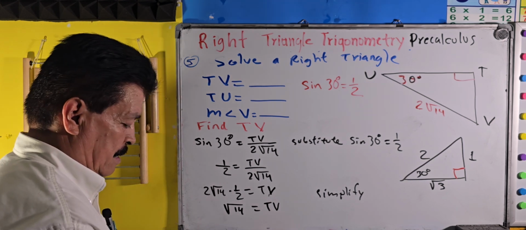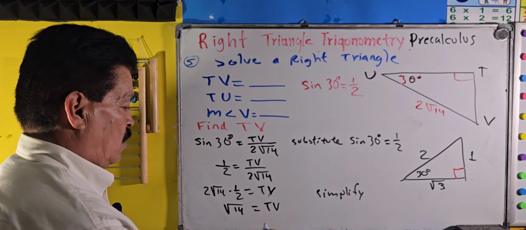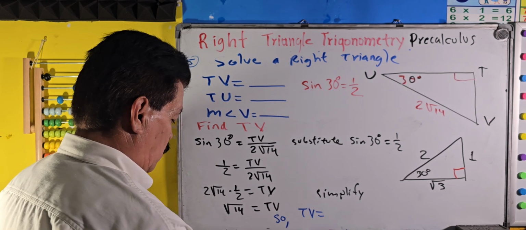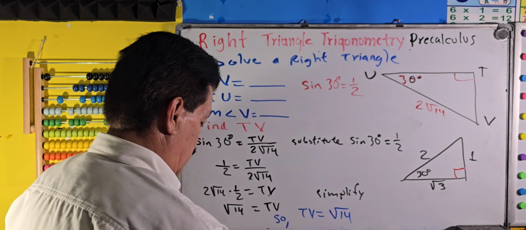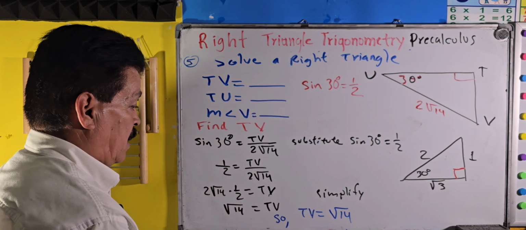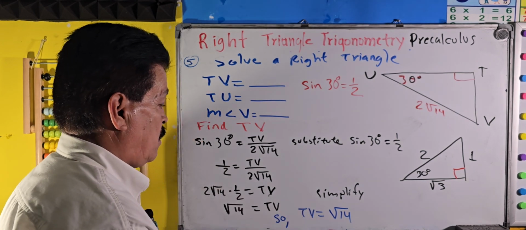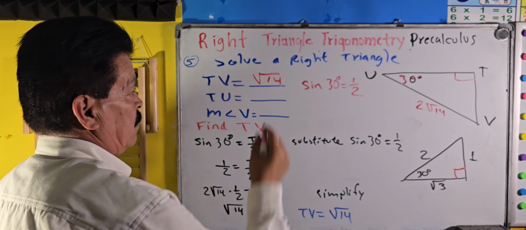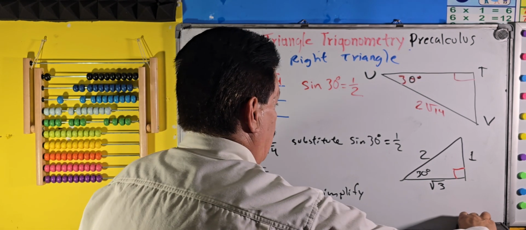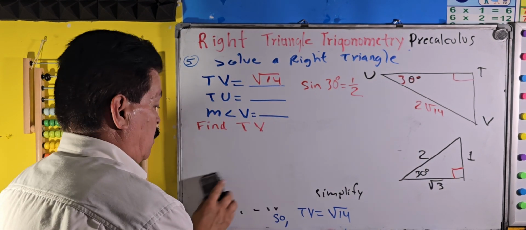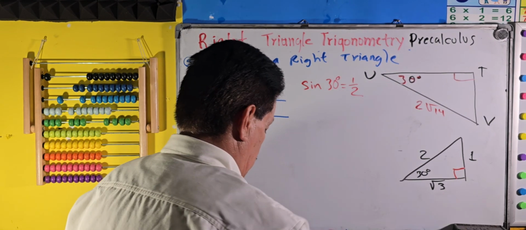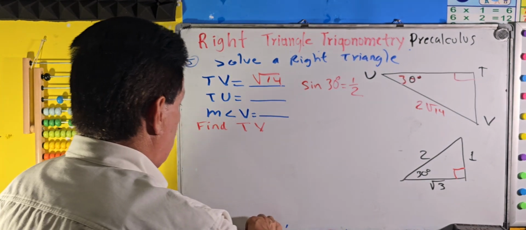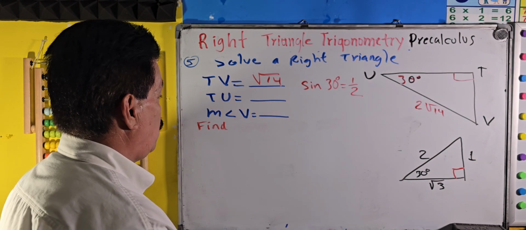So the answer here is another conclusion. In this section, TB equals square root 14. That's the first answer. Okay, now let's find the next one. So now we have to find TU.